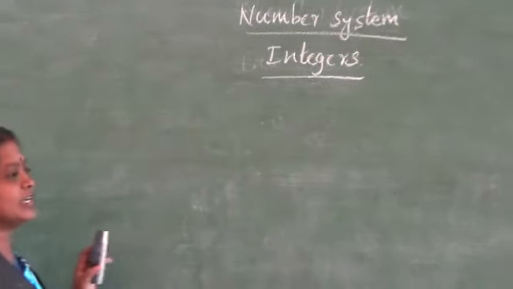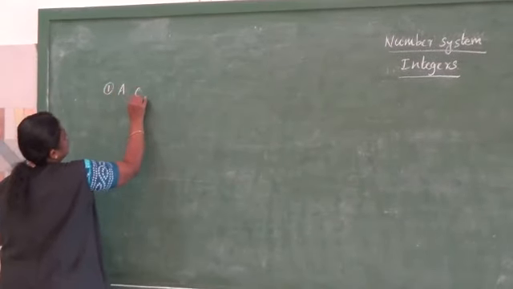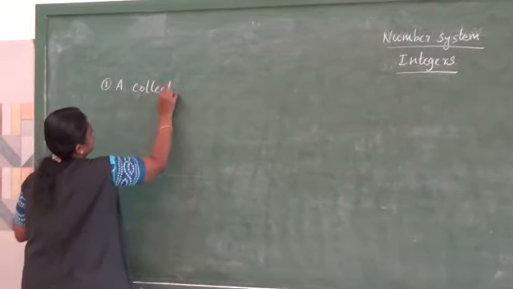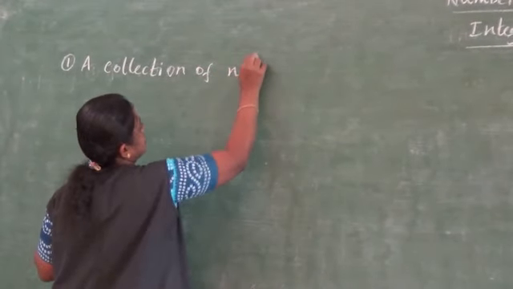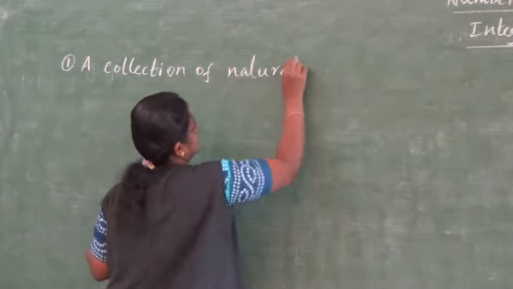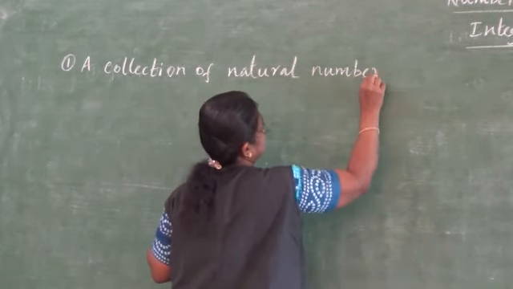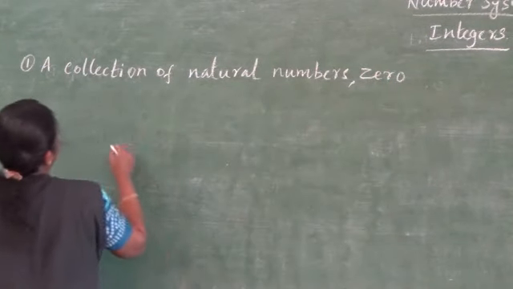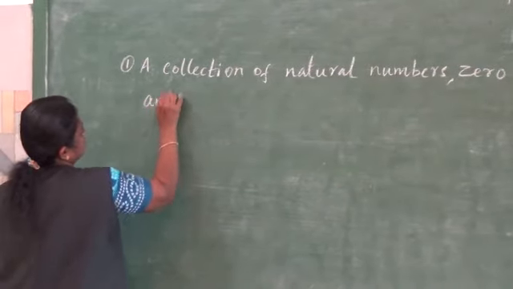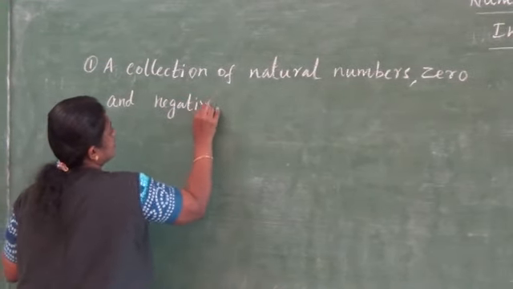We can define the integers in three different ways. First one is a collection of natural numbers, zero and negative numbers.